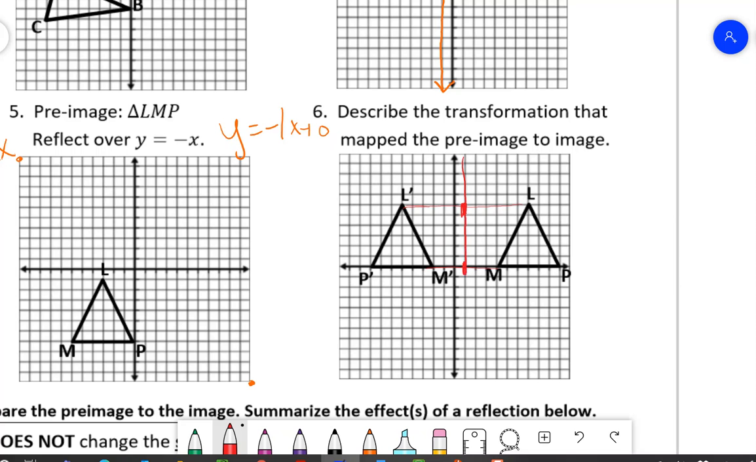This line is my line of reflection, so I would write down reflected over x equals 1. If it was a horizontal line like this, that would be y equals, and in this case, negative whatever. If it's the x-axis, or if it is the diagonals, then you would write that equation as well. But remember, it's an x equals line, and this would be reflected over x equals -1.